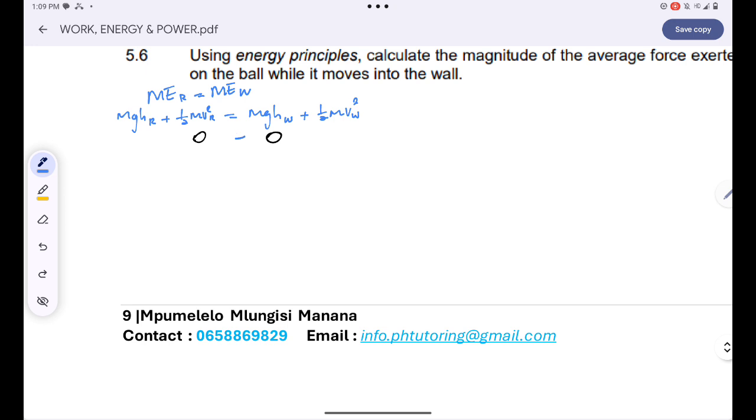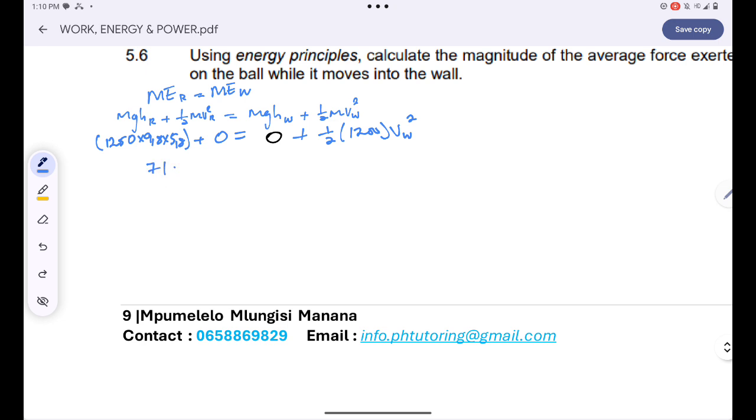All I have to do is to just substitute the potential energy. That's 1250 multiplied by 9.8 multiplied by 5.8 plus 0. And then on the other side, I'm looking for the velocity just before it touches the wall. On the right hand side I have 120, oh no, it's 1250 multiplied by 9.8 multiplied by 5.8.